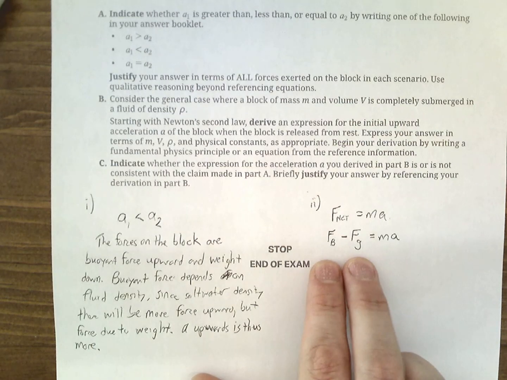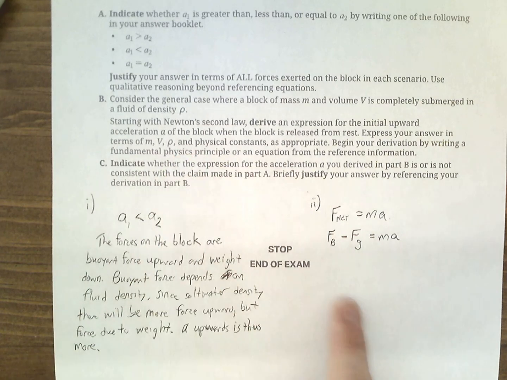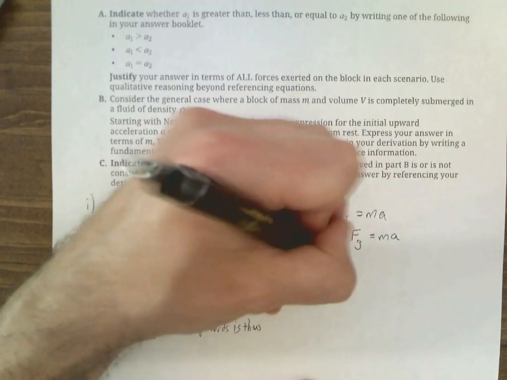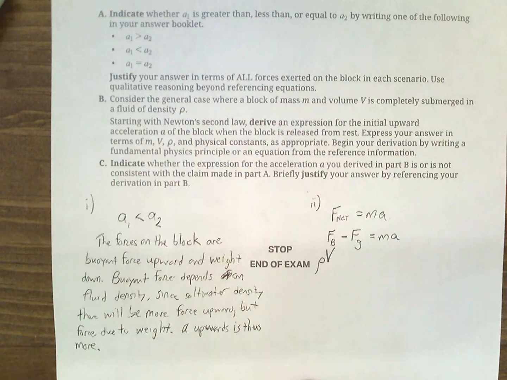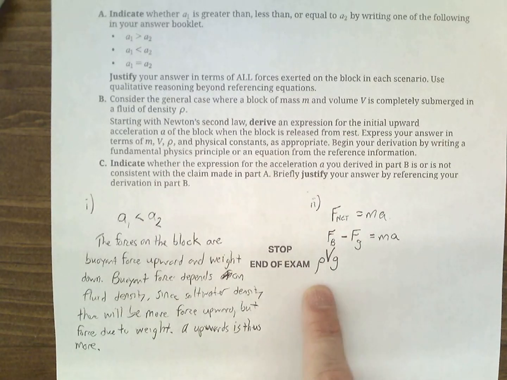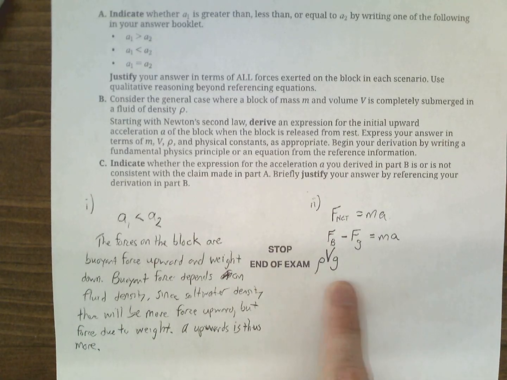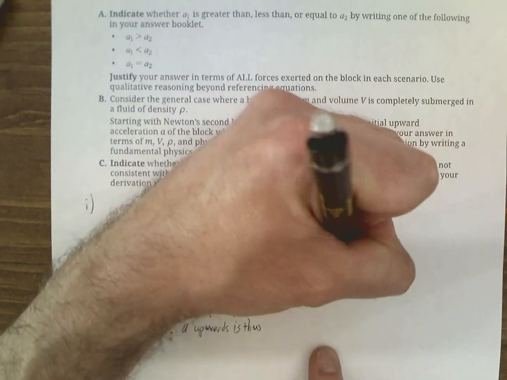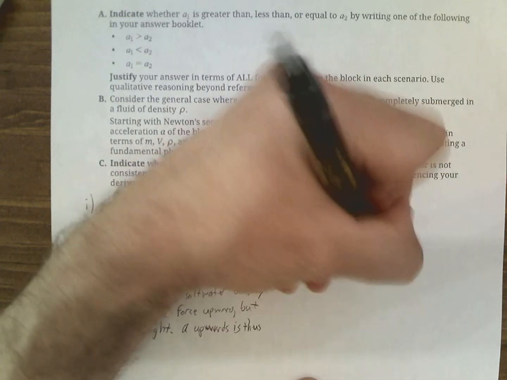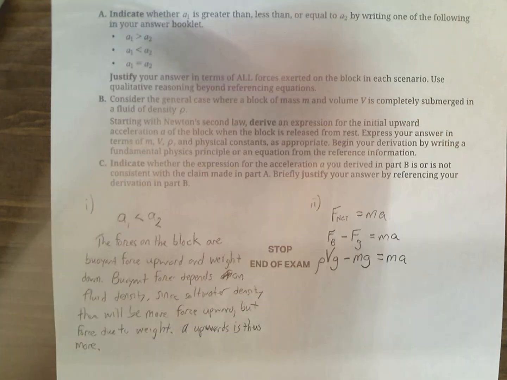So now we need to write these things in terms of the given variables. The buoyant force is going to be the fluid density, rho, the volume of the block, V. Everything's fully submerged, so we just get to use the full volume, and g. In other words, this is the weight of the fluid displaced by the block. Rho V gives you the mass of that fluid there. And then we're going to subtract from that the mass of the block, m, times g for the usual weight force. This is all equal to ma.